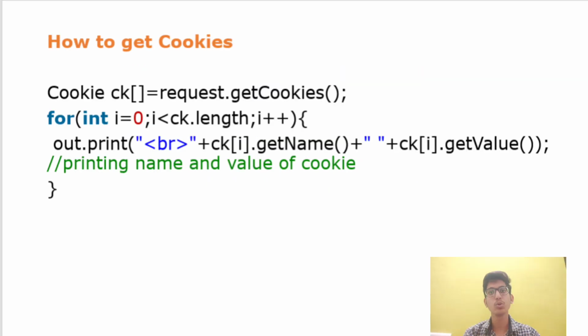To accept the cookies, there is a method known as getCookies, not getCookie, getCookies, because at the client side it may be possible there are various cookies available. If there are multiple cookies, then we have to store those cookies into an array of type Cookie. So what do we do to get a cookie? First, we use the method request.getCookies and get all the cookies, and store all the cookies into a Cookie type array. And with the help of for loop, we iterate through the cookie array, and by using getName we get the name of the cookie, and by using getValue we get the corresponding cookie value.